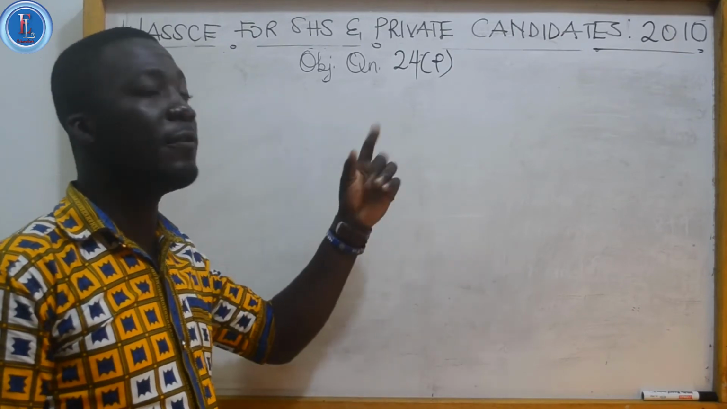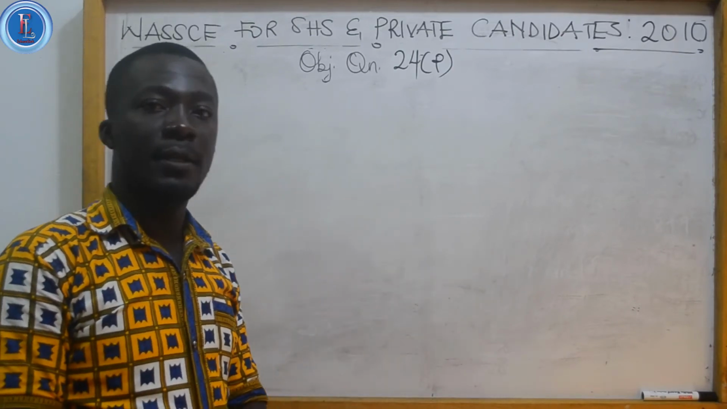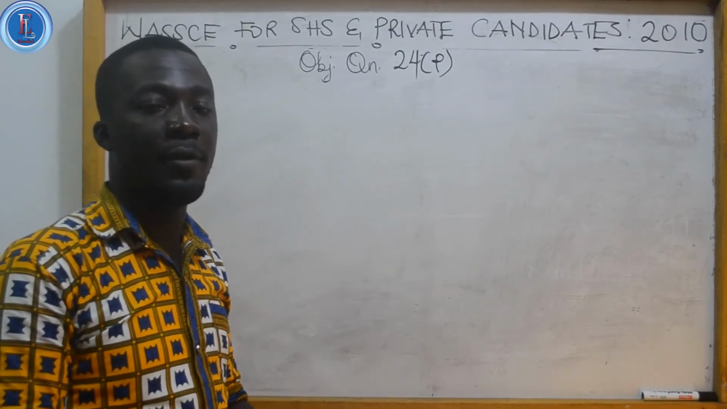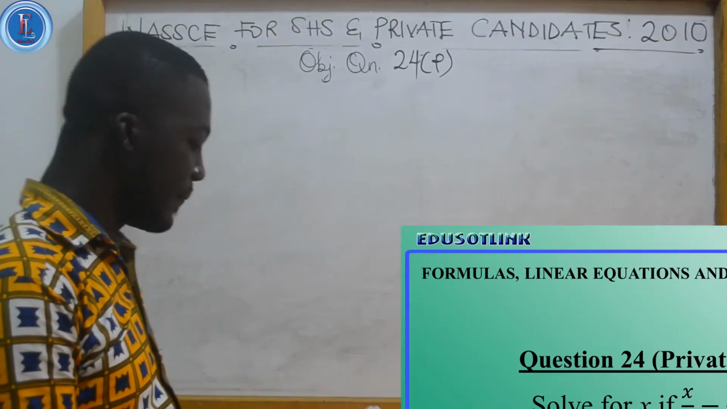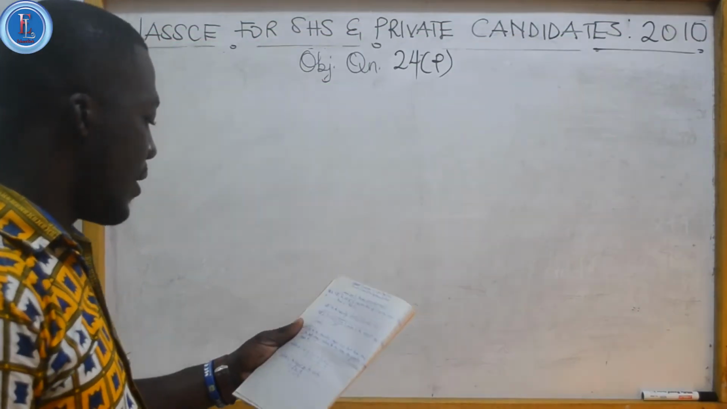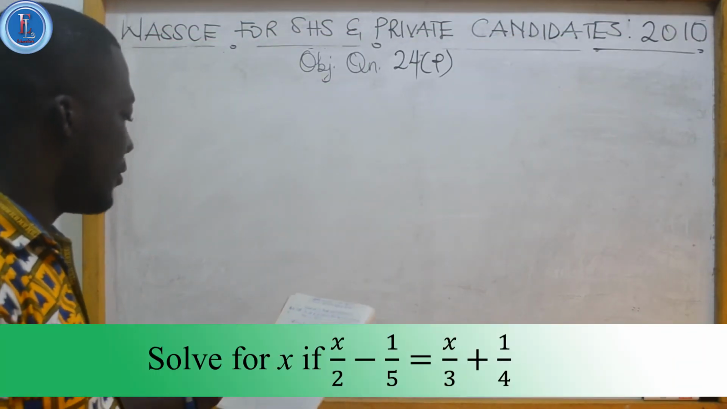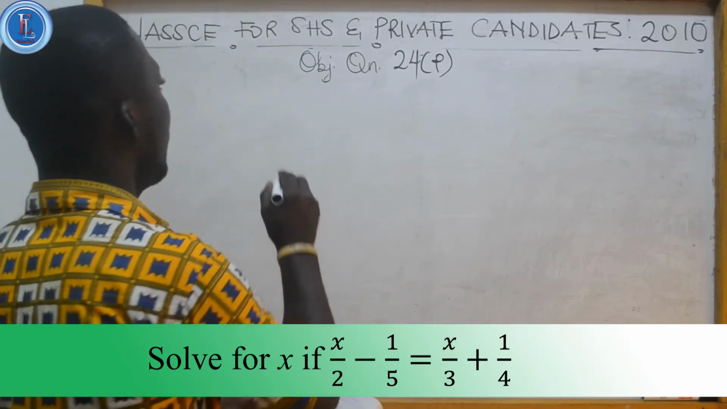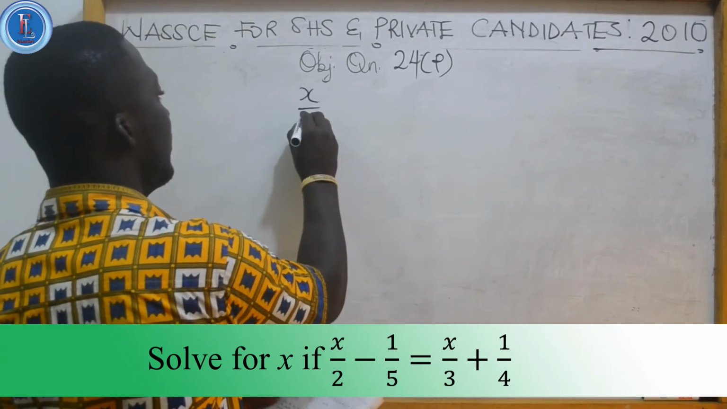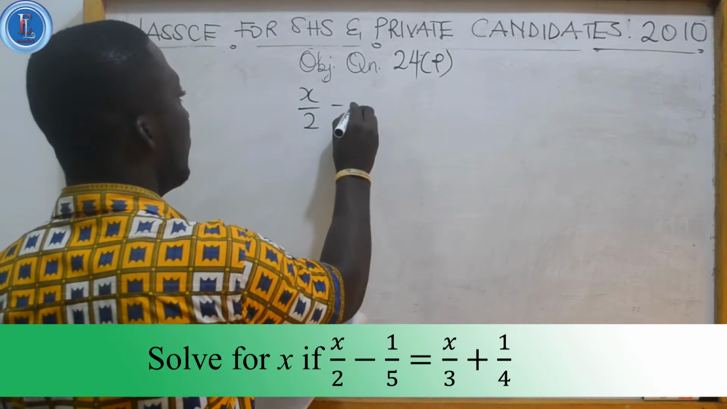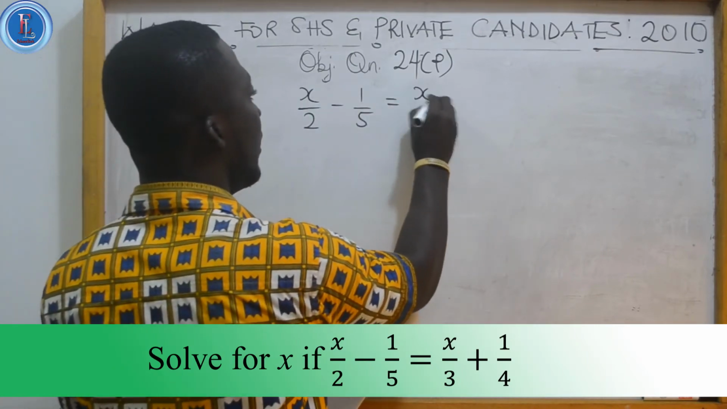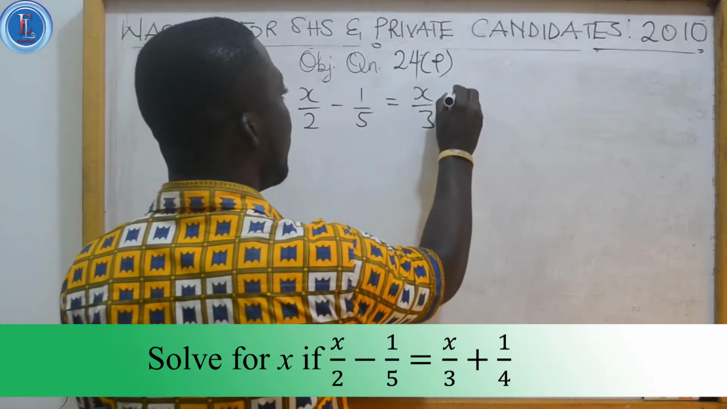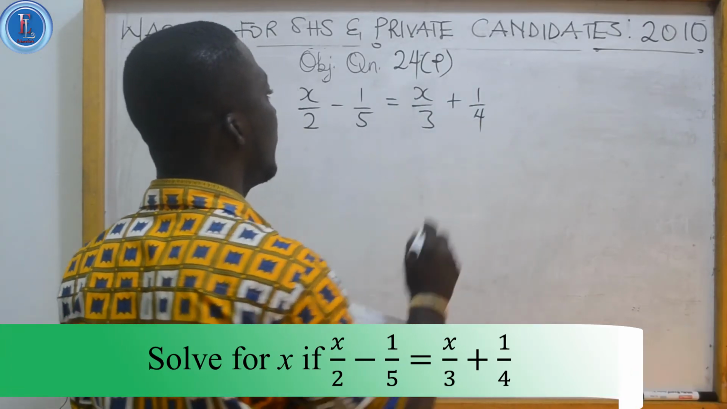Objective question 24 for private candidates. Now, let's take a quick look at the question. Alright, in the question, it says we should solve for x if x divided by 2 minus 1/5 is equal to x out of 3 plus 1/4.